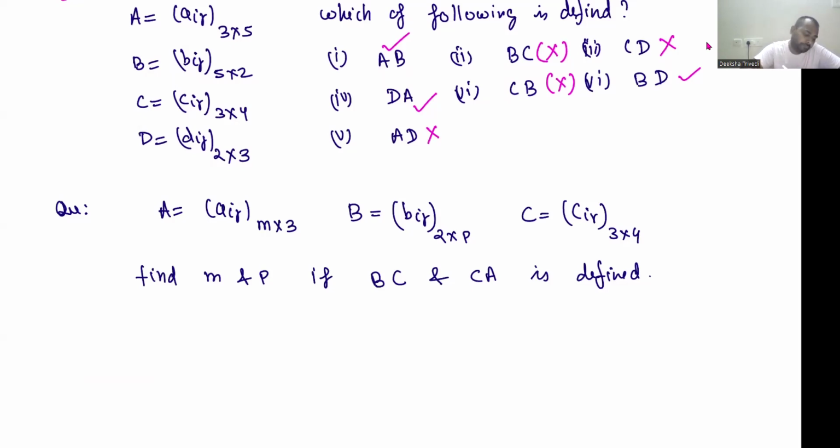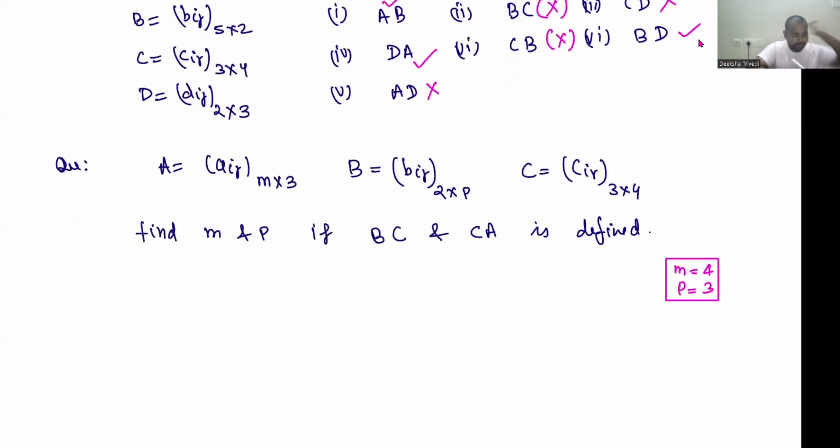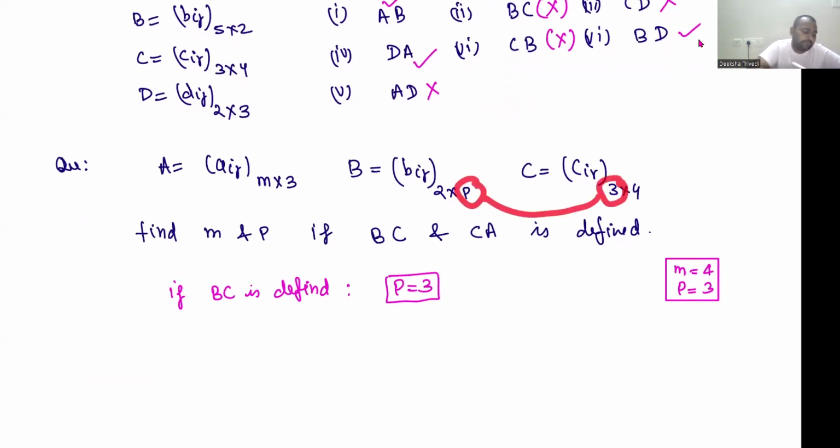Yeah, good. Here the answer is M equal to 4 and P equal to 3. Can everybody get that? Everybody get that one? Easy. If I am saying BC is defined, then P equal to 3. Number of columns in B is the same as number of rows in C.